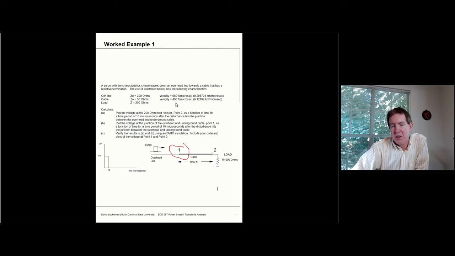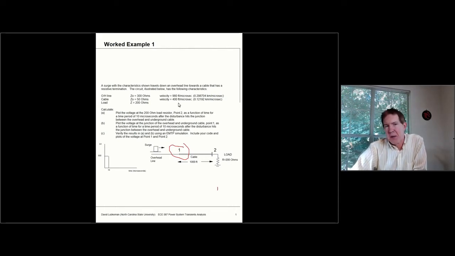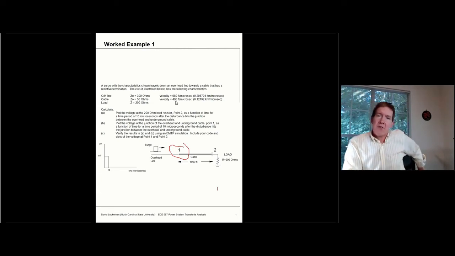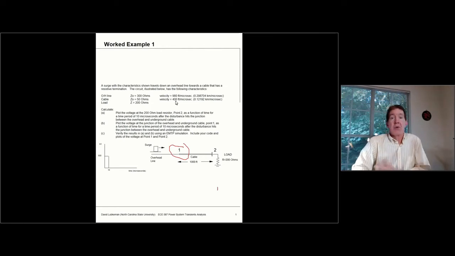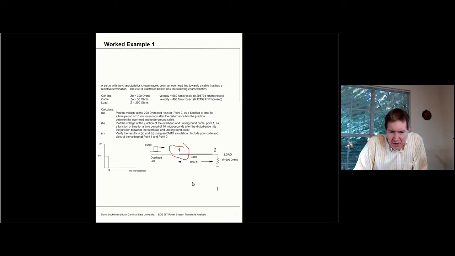And the reason the cable has a slower speed is that the velocity of propagation is 1 over the square root of LC. We've talked about before how cables have more capacitance. So as the capacitance goes up, C becomes bigger in 1 over square root of LC, and the velocity of propagation goes down. And so these transients travel actually slower in cables than they would in an overhead line. We want to take that into account in doing our calculations.